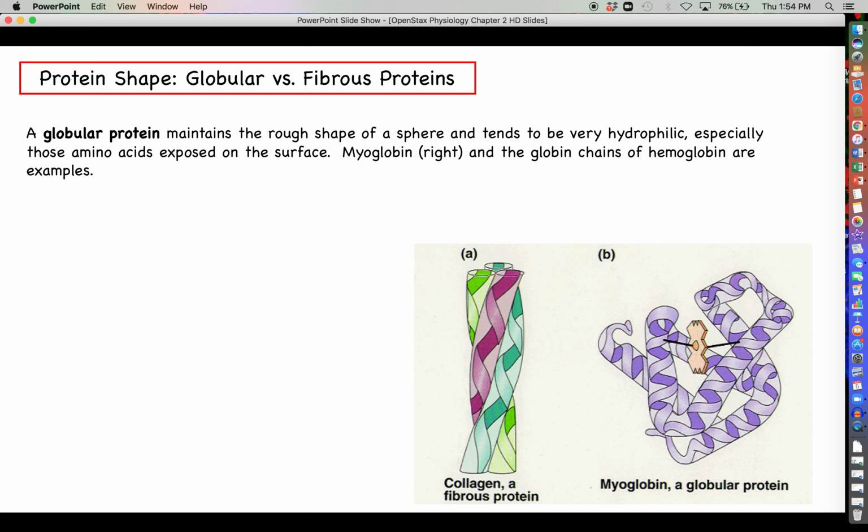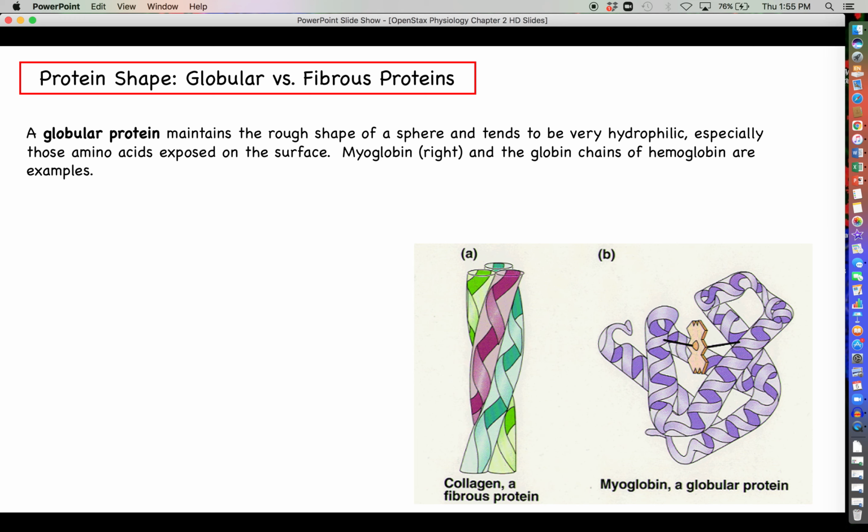Okay, so I know this has been a long video at this point, so we have just a few more things to get through and then we'll be done. Let's talk about protein shape. Proteins take on one of two major different shapes. You can either have globular proteins or fibrous proteins, and this is going to be important because this has to do with the way we like to categorize everything in terms of whether it's hydrophilic or hydrophobic.